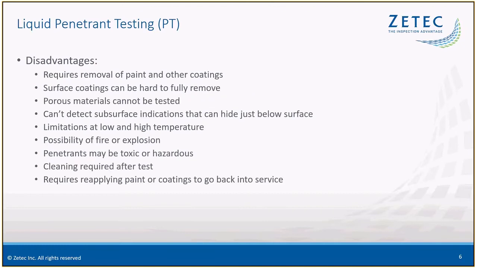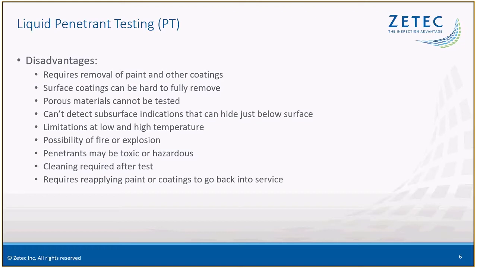But there are a number of disadvantages for PT. If you have a material that has any kind of paint or coating on it, you often have to remove that coating to get down to the indications or cracks you're looking for. Sometimes that can be really hard to fully remove. You may be able to get some of the top surfaces of coatings, but there could be undercoatings or different processes like anodize that are hard to fully remove.